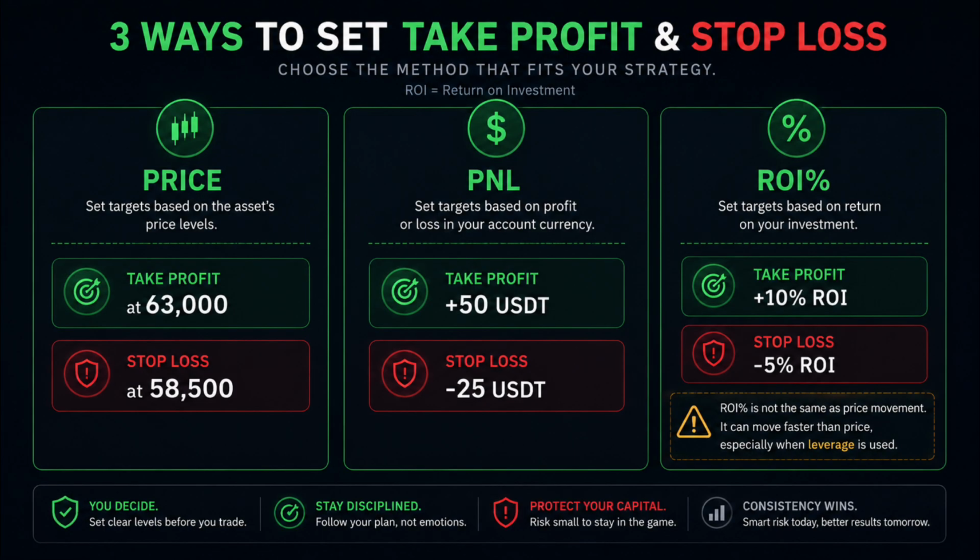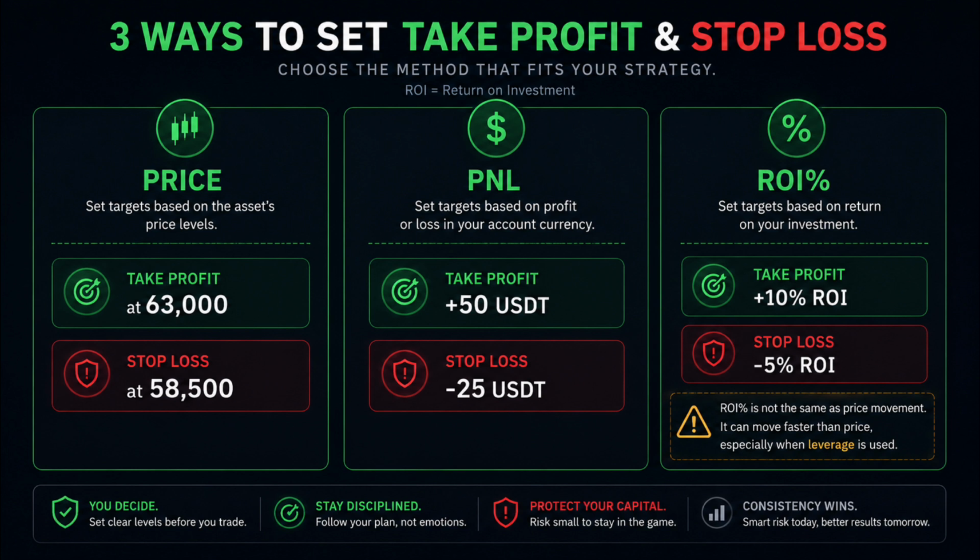There are different ways to set TP and SL. The first method is price. Price means you choose an exact market level. For example, take profit if Bitcoin reaches 63,000. Stop loss if Bitcoin falls to 58,500. This is easy to understand because it is based on the chart price.